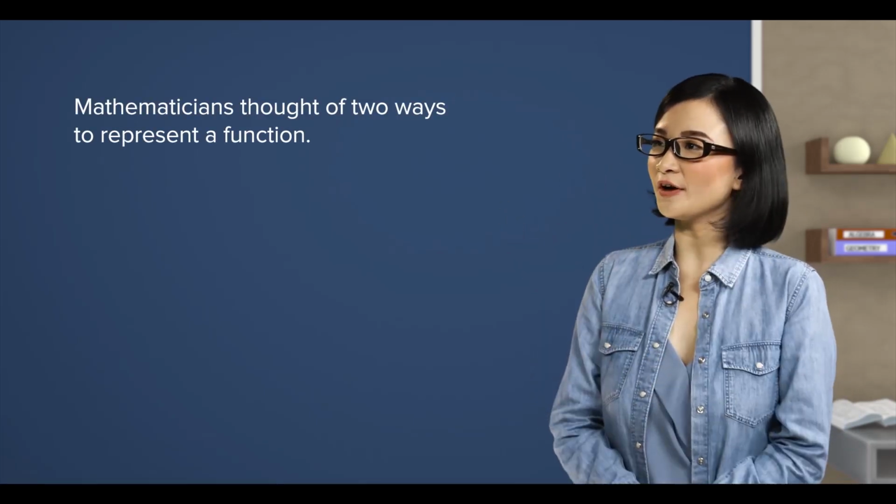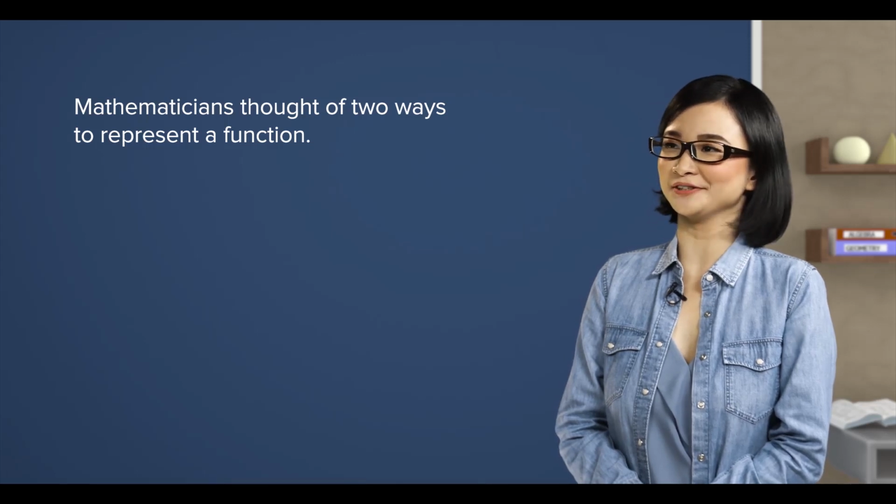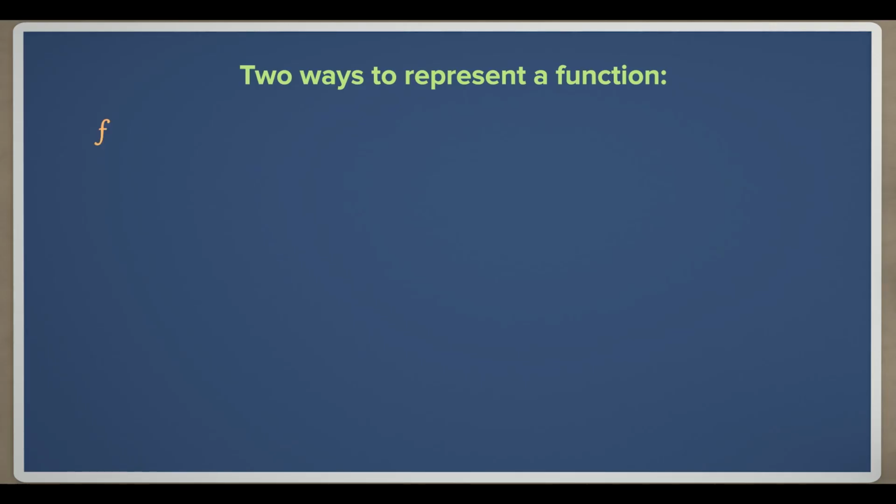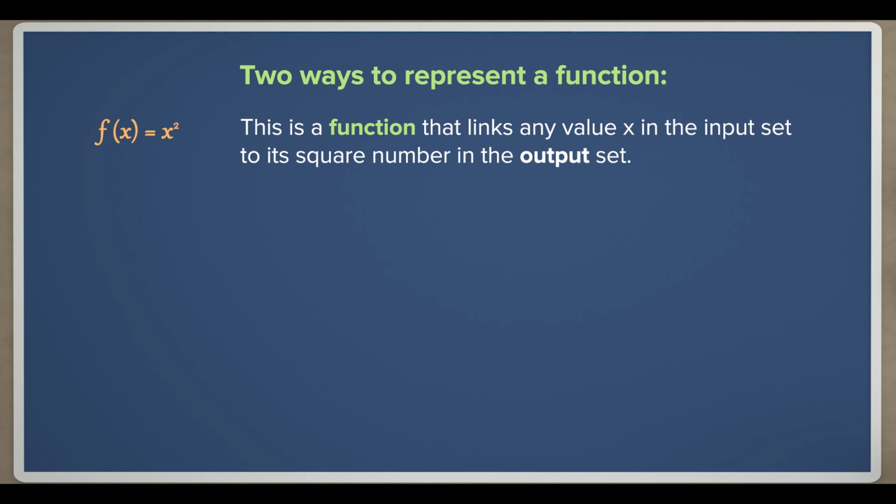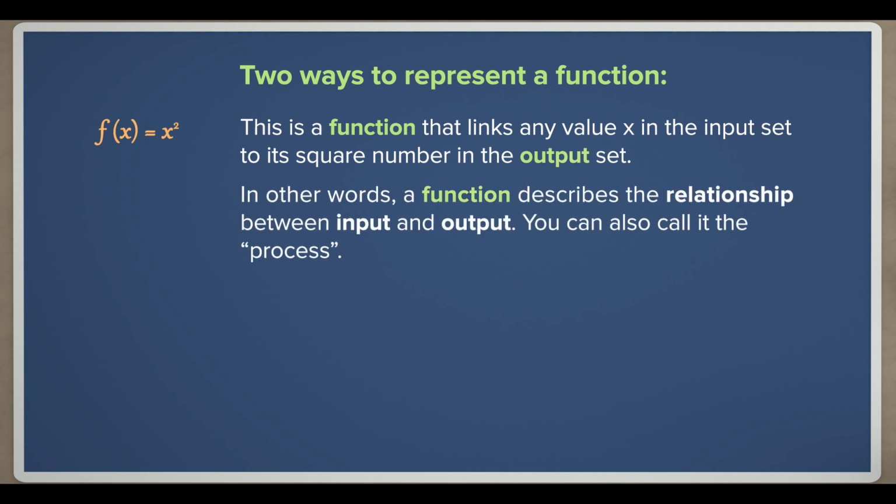Now, instead of writing or using the word function all the time, we mathematicians thought of two ways to represent a function. The first is to use f bracket x to represent a function, but we read it as f of x. For example, f of x equals x squared. This is a function that links any value of x in the input set to its square number in the output set. In other words, a function describes the relationship between input and output. You can call it the process if you like.